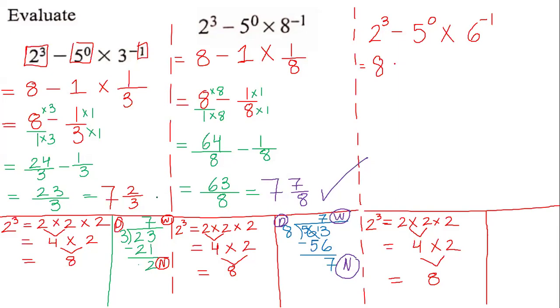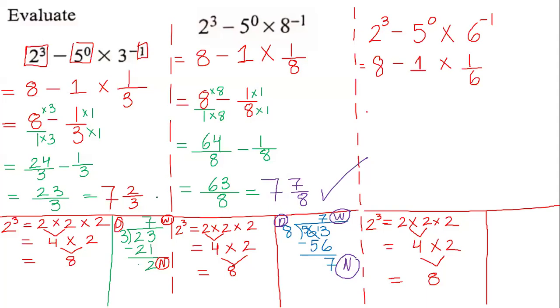What is 5 to the power of 0? 1. Very good. Multiplied by 6 to the power of -1 is going to be what? 1 over 6. Very good. Okay, so we have 1 over 6.